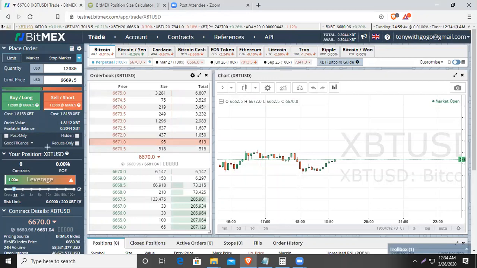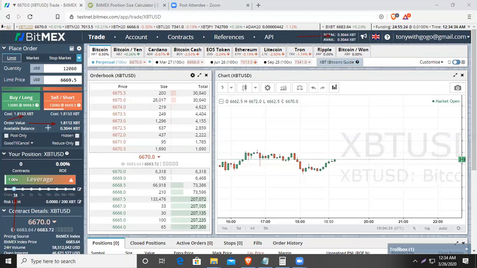I use the arrow. Okay, so to keep my order value 1.8 Bitcoin, if I use 1x leverage, I need 1.8 Bitcoin. Cost is the amount, cost is actually margin. Margin is what you need to invest from your actual balance. So to keep your balance 1.8 in the position, you need the same amount, a slight difference.